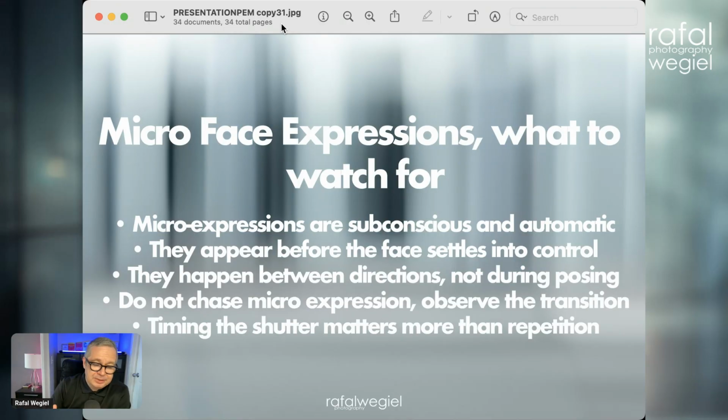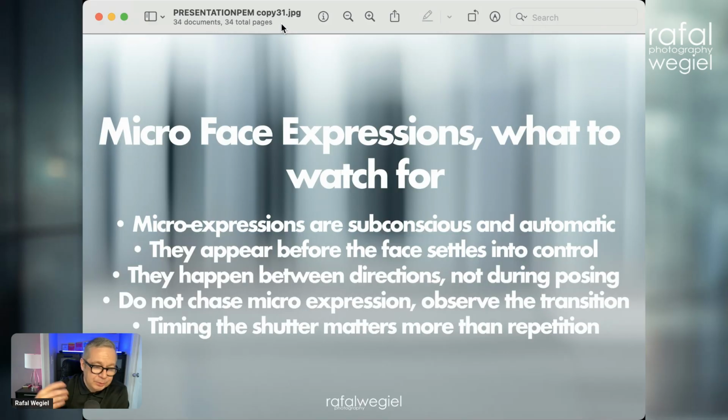So paying attention is one of the most important things. They happen between the directions. We've talked about it again. Don't chase microexpressions. Observe the transitions, right? The main thing is we know what we're going after, what we're looking for, but don't chase it and don't try to force it. That's one of the most important things.